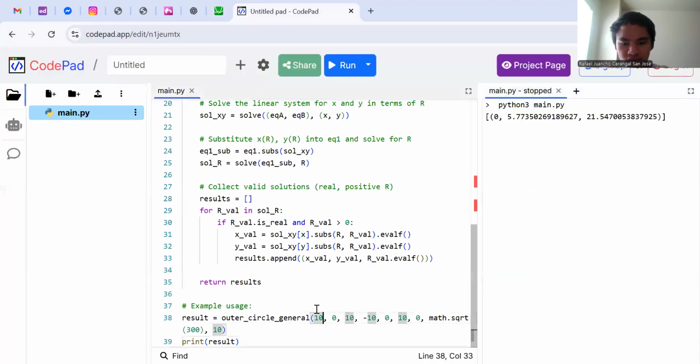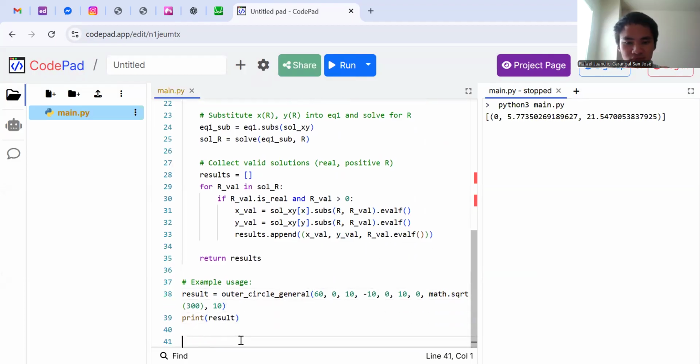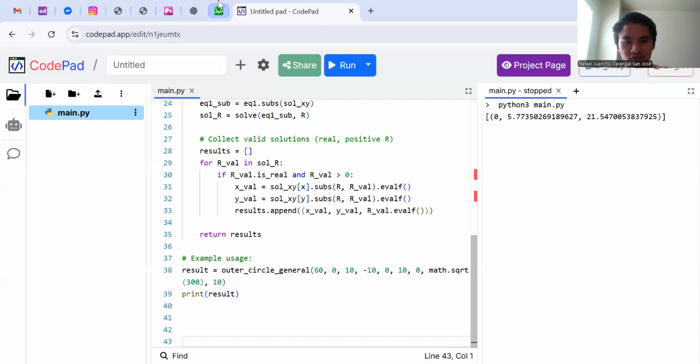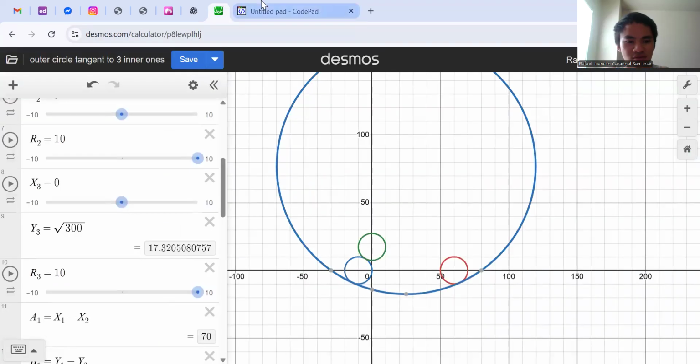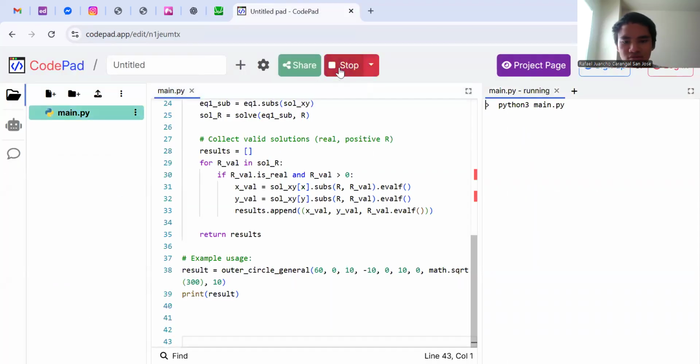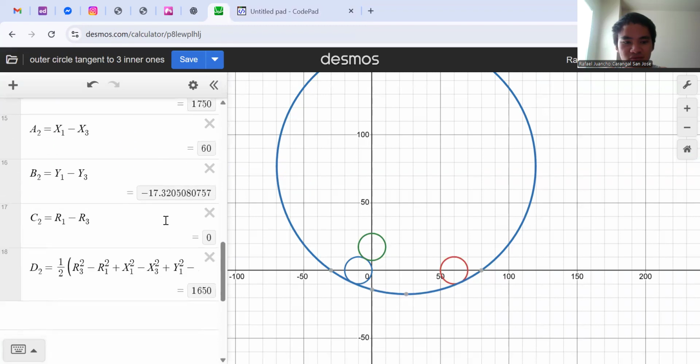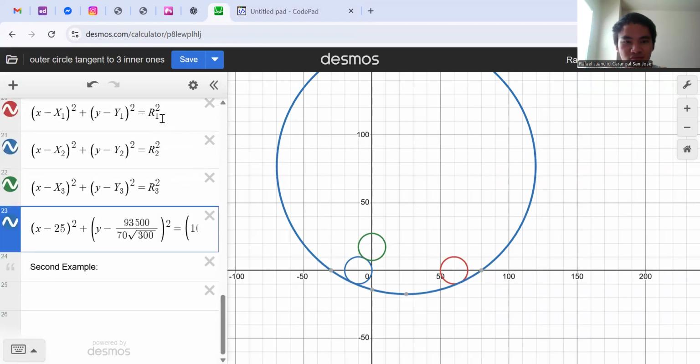60, 0, 10. No, I can't see. 60, 0, 10. Negative 10, 0, 10. 0, square root 300. Okay, let me see. Because I should be able to. Okay, there. So I got the 25. This is somehow a negative. Okay, I think that's where I messed up. And then this is a 46. Yeah, so it's a numerical solver.